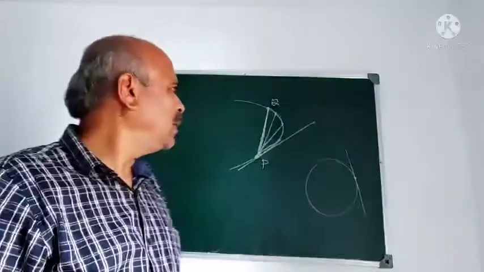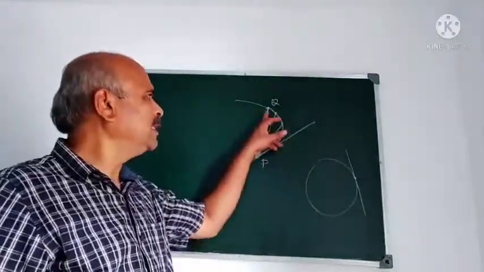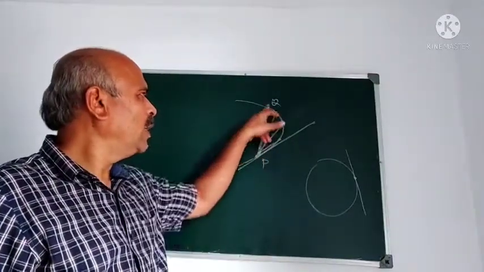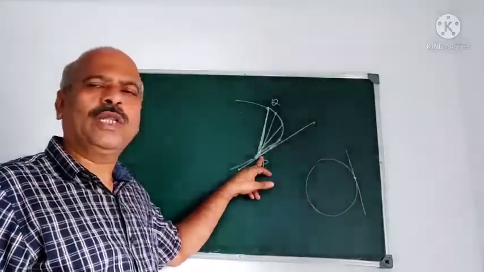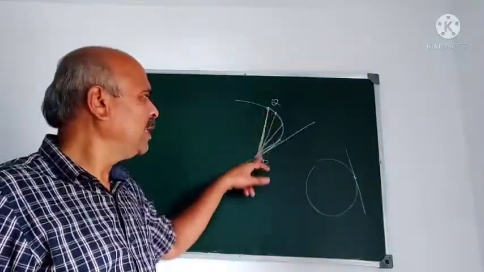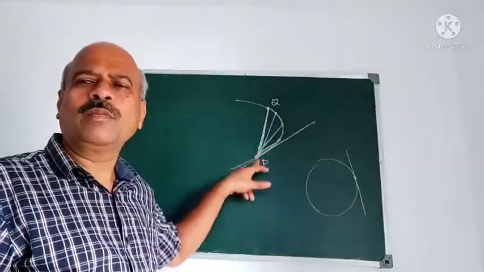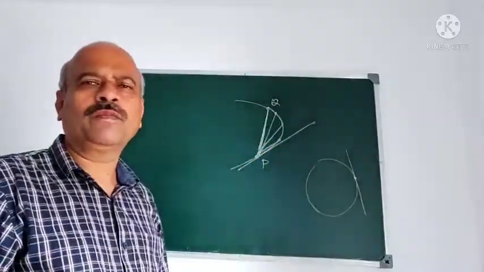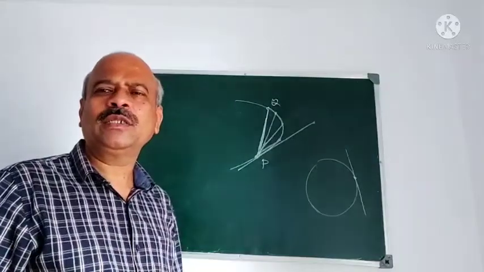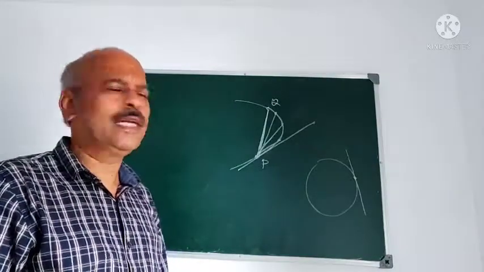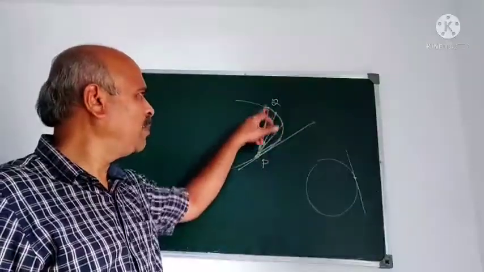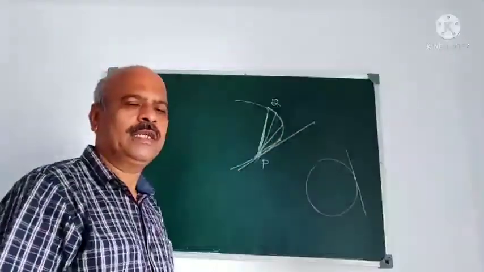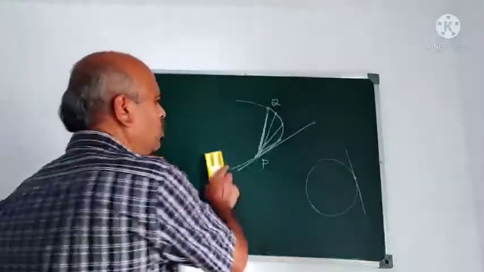Therefore, how to define a tangent? Tangent is defined as the limiting position of chord PQ. The tangent at any point P on the curve is defined as the limiting position of chord PQ as Q approaches P along the curve. Now we take this definition as tangent. This is called the tangent. Now, what are the asymptotes?